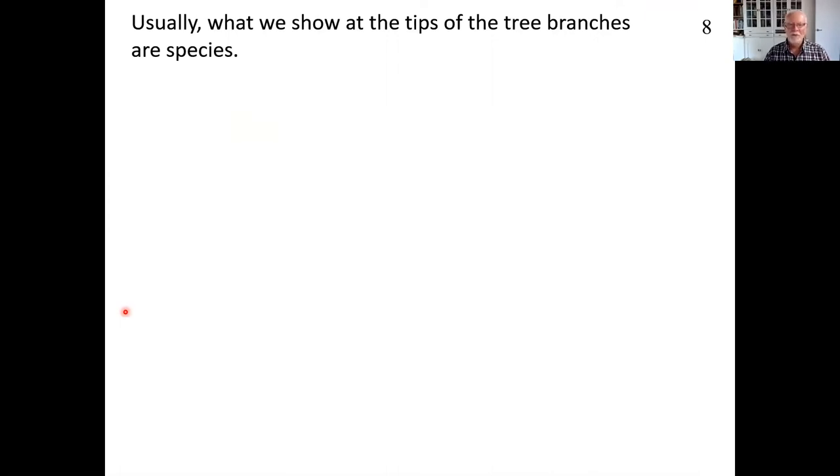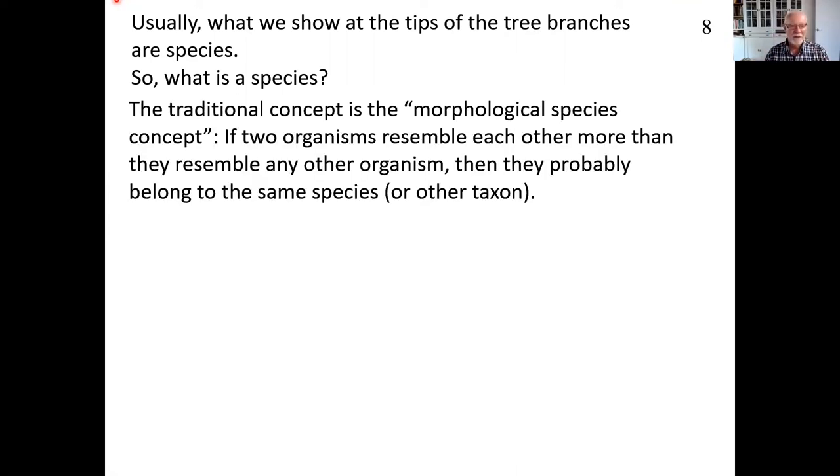Usually what we show at the tips of the tree branches are species. So the question we have to ask, what is a species? Now, I had intended to stop talking at this point and to ask Tao and Black to tell me what a species is. But I think the sound quality is a little bit difficult. So maybe I will keep talking and maybe next week or maybe at the end of the lecture, we can come back to look at that question again. But I will answer it here.